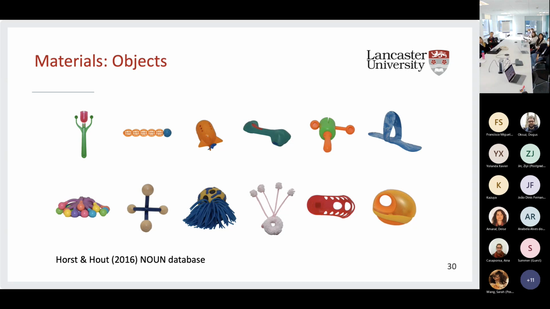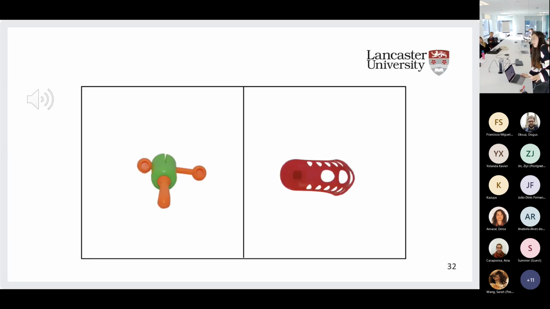And here are the objects. They learn to map those words with these weird, funny objects taken from the NOUN database. And I can show you how our experiment actually looked. Firstly, you see two pictures and you hear a word, for example, bami.